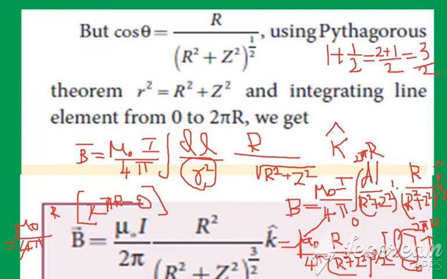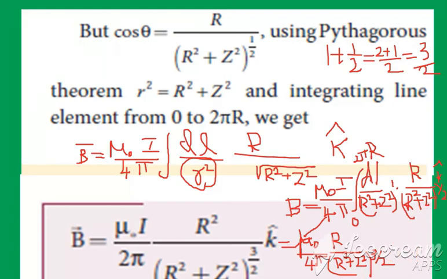Clear with this? But these steps are all not given in your reader. Only if you derive this will you be able to understand it. We are just substituting the value of r square plus z square here. Then when you multiply this, the power becomes 3 by 2. This is to the limit 2 pi r. When you apply the limits, you will get this equation. Clear with this? Okay, thank you.